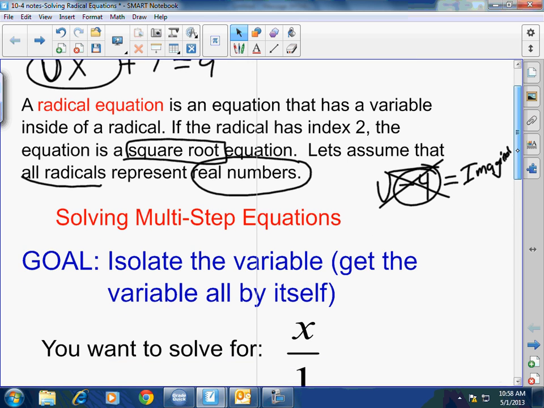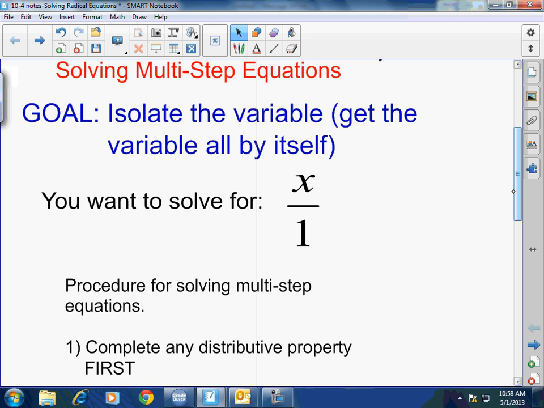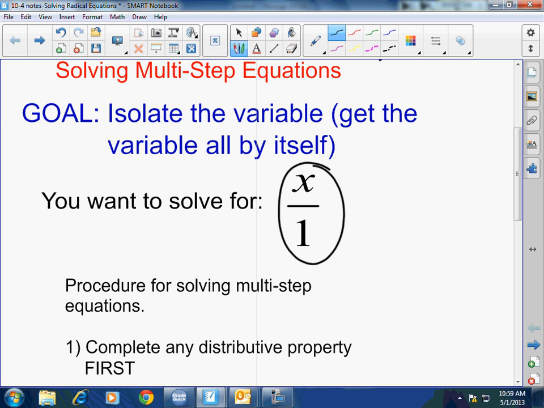Before we start learning how to solve radical equations, let's just have a little revisit to solving multi-step equations. When we're solving multi-step equations, please remember that the goal is to isolate the variable. Get the variable all by itself. And remember that you want to solve for x over 1. You don't want to solve for -x or 5x or x over 7 or 2x or 13x. You want to solve for x in the numerator by itself.